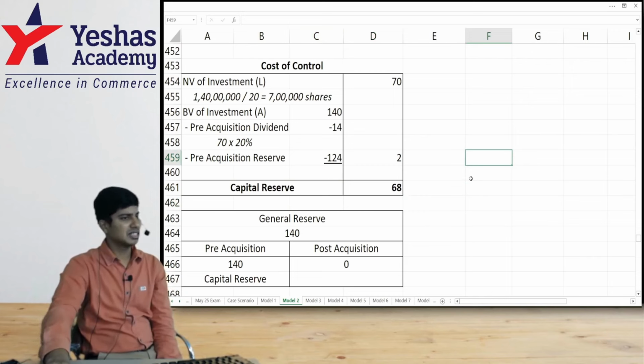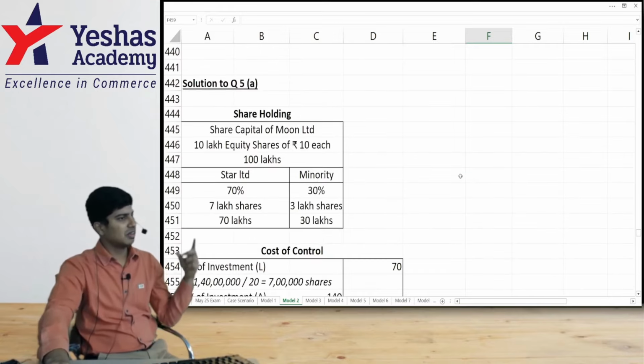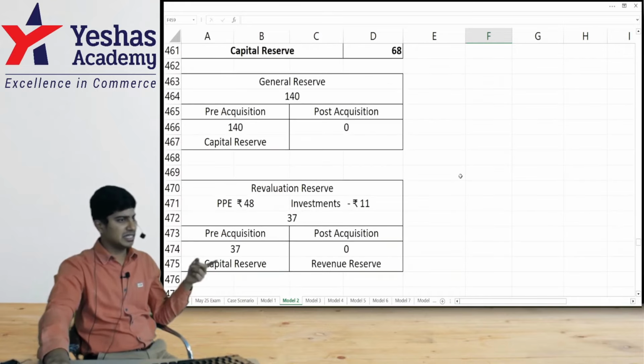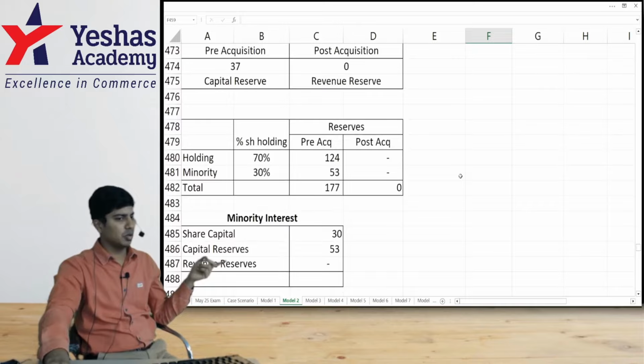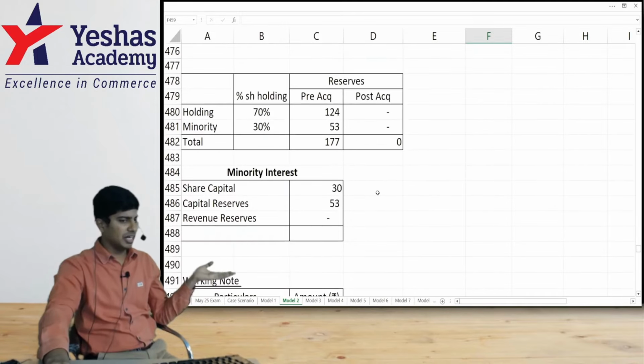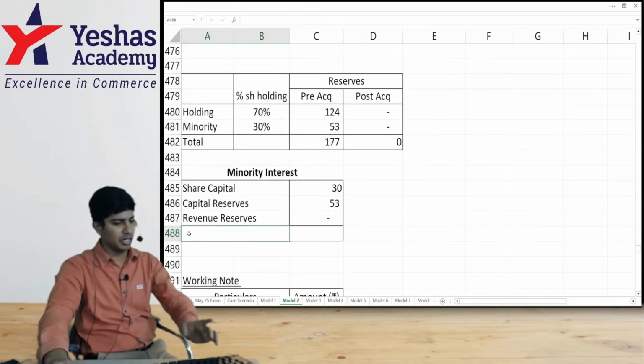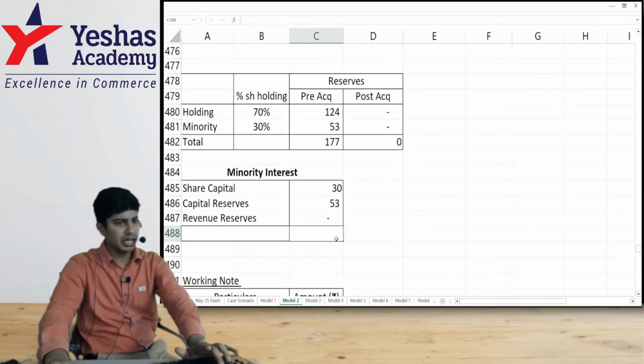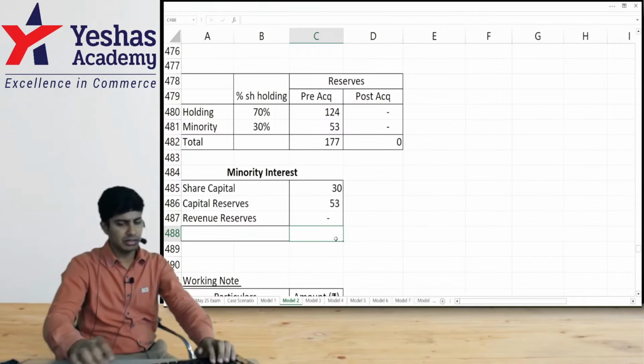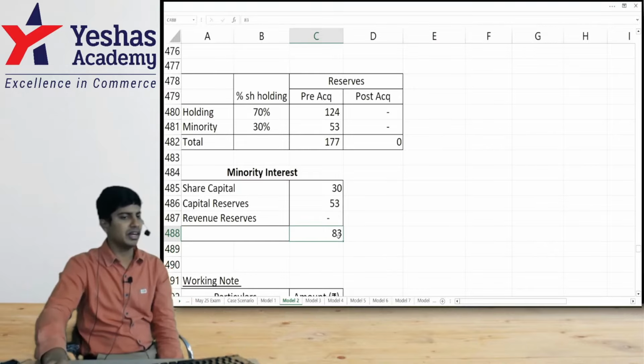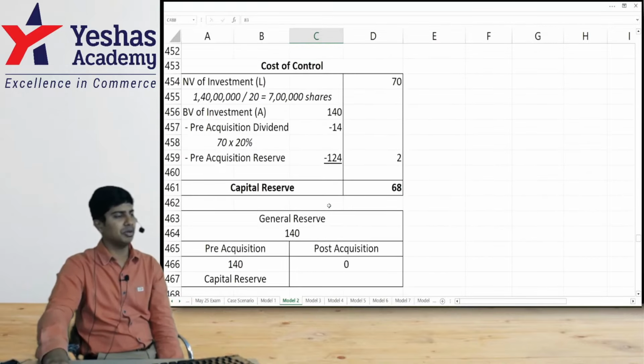7 marks? Yes. Very soothing, simple. First, I did share capital analysis, then I did reserve analysis, and then apportioned the reserve between holding and minority in the ratio. Minority interest is not asked, but I still computed minority interest to be 83, and then I eventually arrive at my cost of control computation, in which I computed my goodwill or capital.